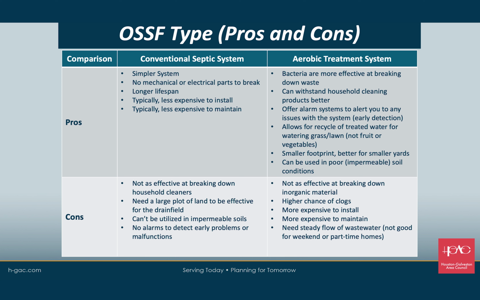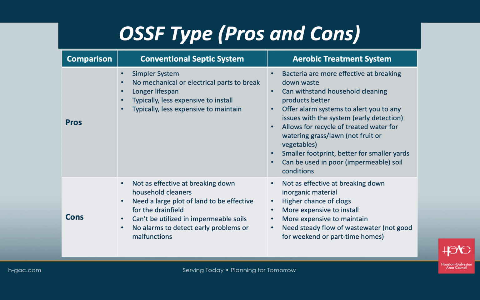The cons of a conventional septic system are they are not as effective at breaking down household cleaners. They need a large plot of land to be effective for the drain field. They can't be utilized in impermeable soils, and they have no alarms to detect early problems or malfunctions.